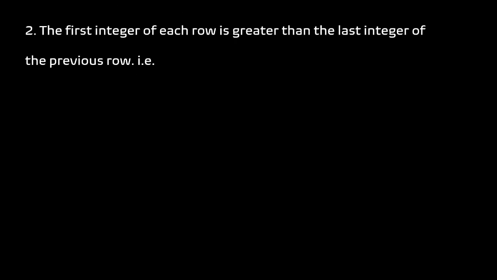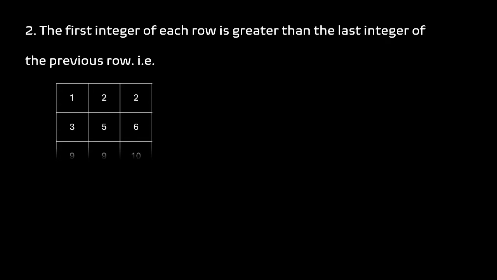And the second being the first integer of each row is greater than the last integer of the previous row. That is, in case of each of these rows, the first value of each row is greater than the last value of the previous row, right? 3 is greater than 2, 9 is greater than 6.